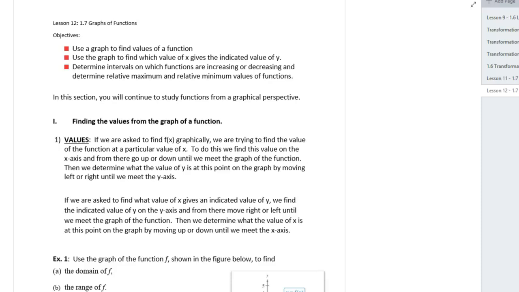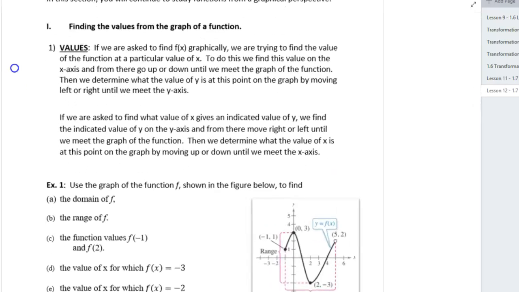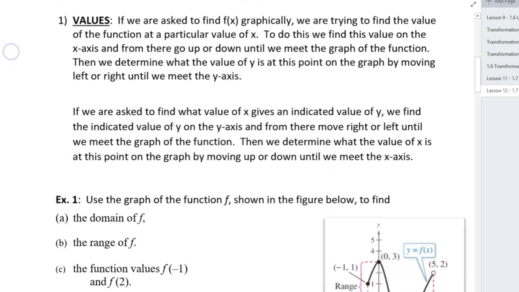Lesson 12. In this lesson, we'll continue to analyze the graph of a function, starting out with finding values from the graph of a function. So if we are asked to find f of x graphically, we are trying to find the value of the function at a particular value of x.